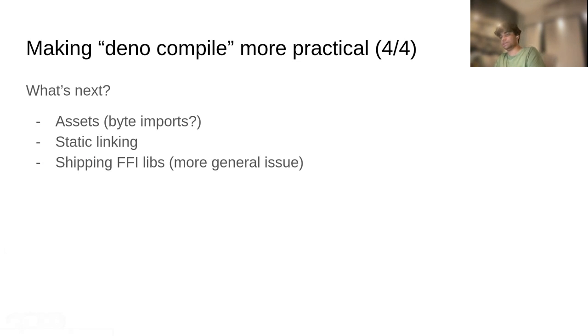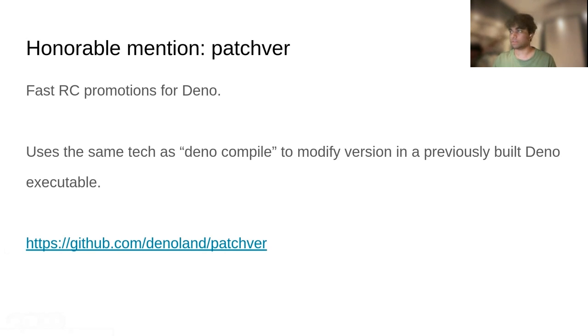What's next for Deno compile? Well, assets support would be awesome. A lot of people who have tried this after the 1.46 release also want a way to statically link FFI libraries. This is currently not possible because we use dlopen in FFI. Also, the general issue of shipping FFI libraries needs to be made more friendly. Currently, there's no built-in way to do that. So yeah, that's my Deno compile demo.